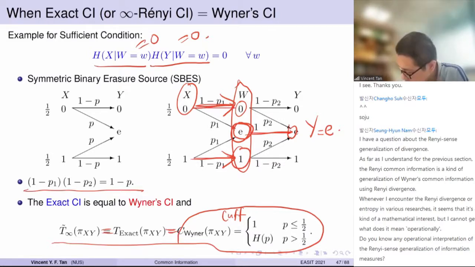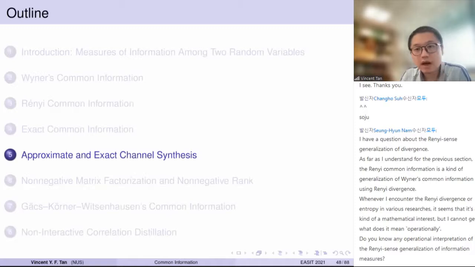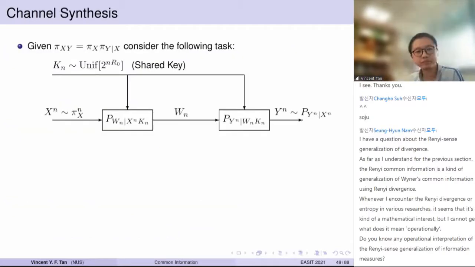All right, so now I want to talk about something that is an extension of the story for exact common information, which we call approximate and exact channel synthesis. Now I think I want to go a little bit faster here, because this is a small generalization of the previous theory. I want to spend some time on matrix factorization. So I just want you to look at the picture.